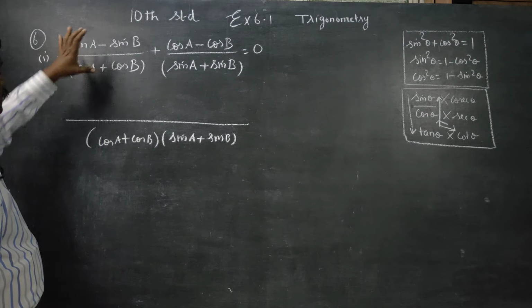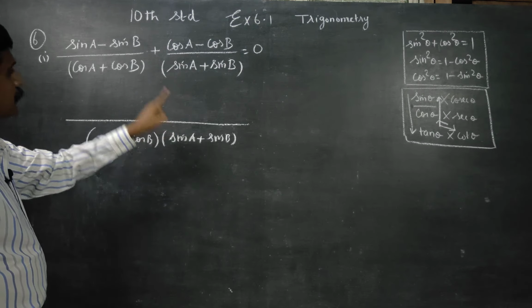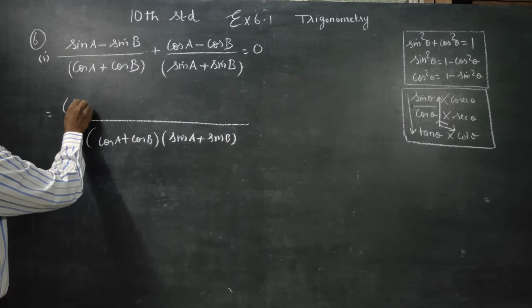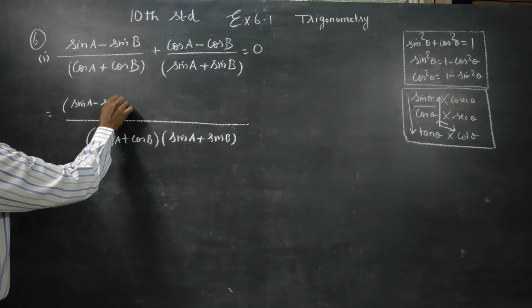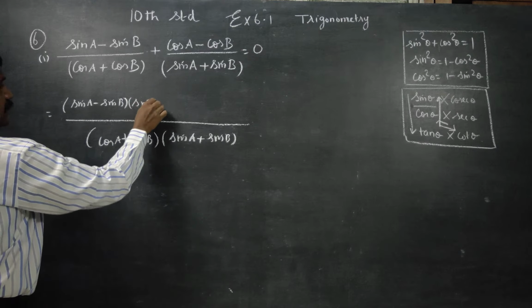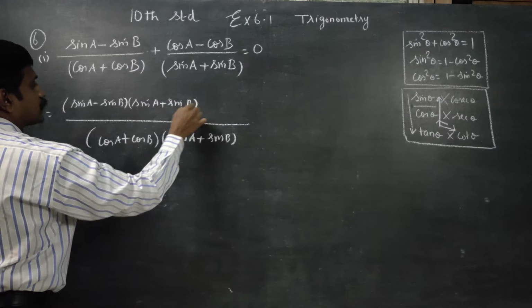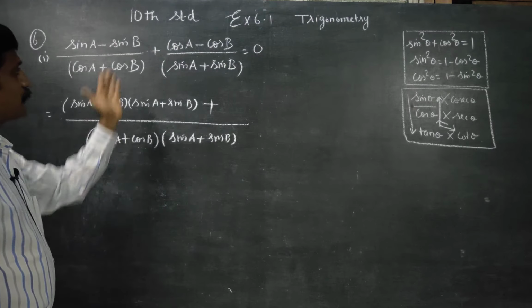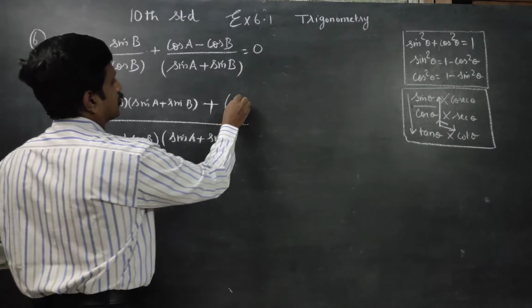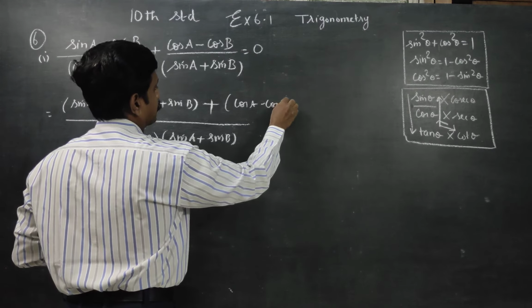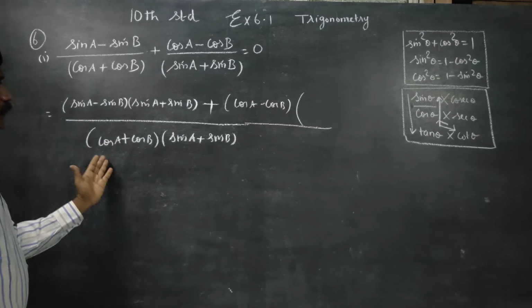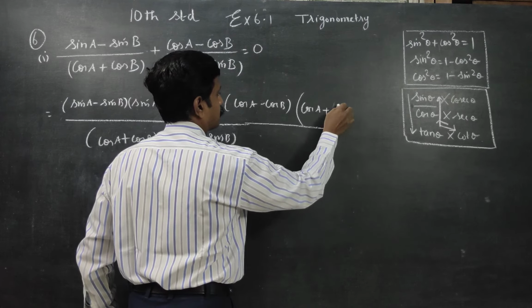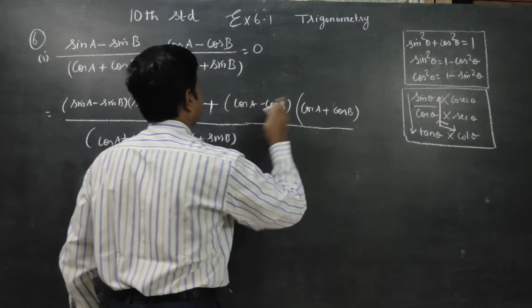First fraction: the numerator is sin A minus sin B, and the denominator is sin A plus sin B. Plus. The second fraction: the numerator is cos A minus cos B, and the denominator is cos A plus cos B. Then minus, cos A plus cos B.